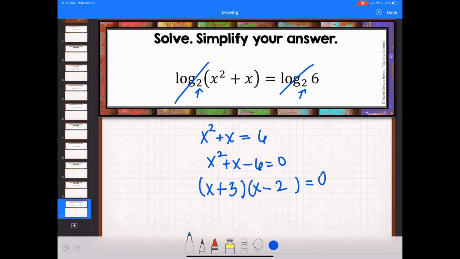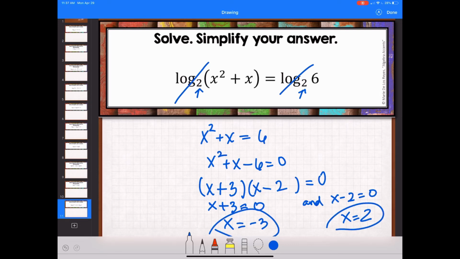So I factored it. I have x plus 3 times x minus 2. And now I'm going to set each one equal to 0. So I have x equals negative 3 and x equals 2 are my solutions.